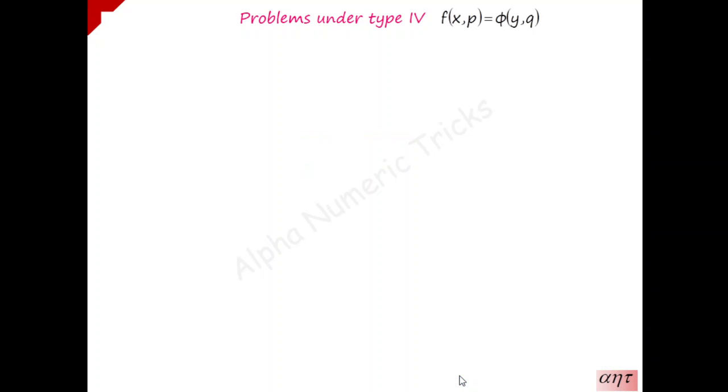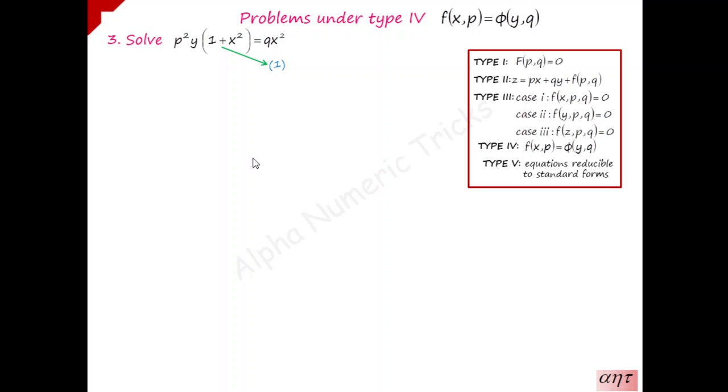Now we will see how to get the solution of p squared y into 1 plus x squared is equal to q x squared. Here we start with problem 3. The remaining two problems are in the previous video. Now number the given problem as equation 1. Here we have p, x, y, and q terms present in our problem. So this is of the type 4 separable equations.